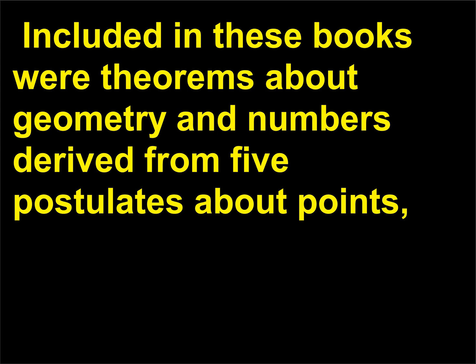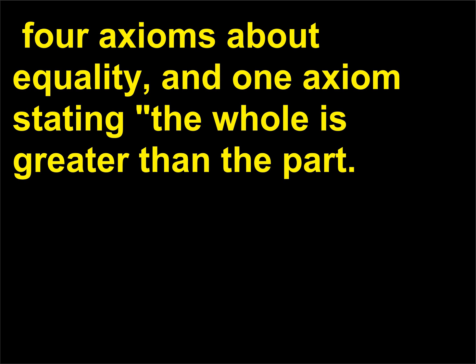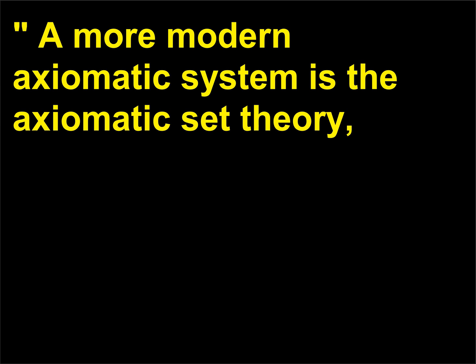Included in these books were theorems about geometry and numbers derived from five postulates about points, lines, circles, and angles, four axioms about equality, and one axiom stating the whole is greater than the part. A more modern axiomatic system is the axiomatic set theory, which is based on eight axioms and three undefined terms.